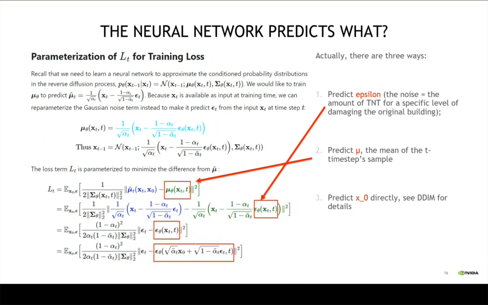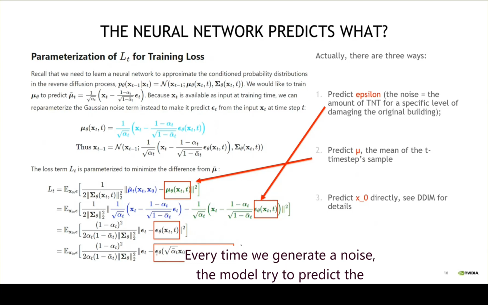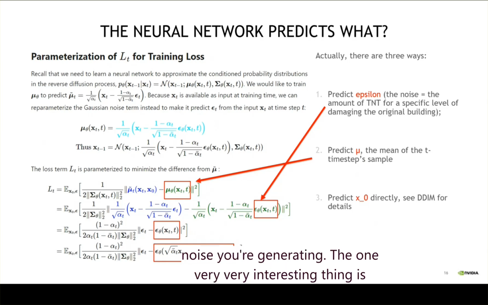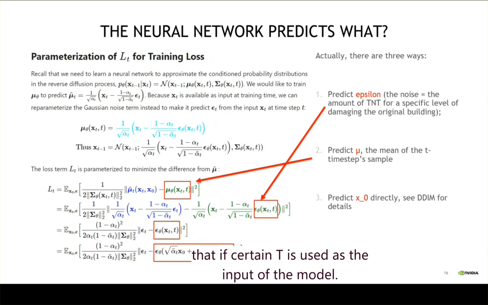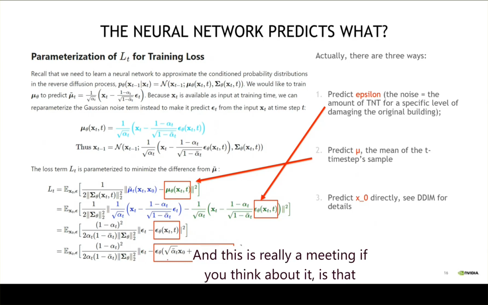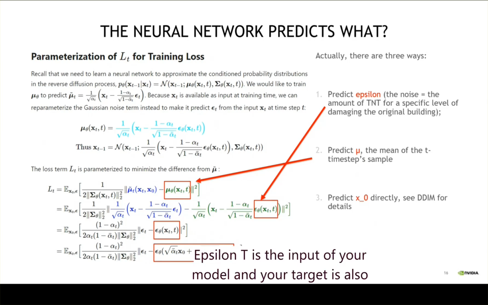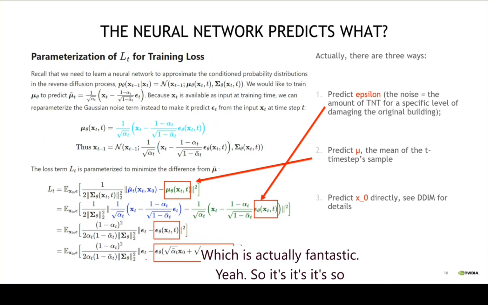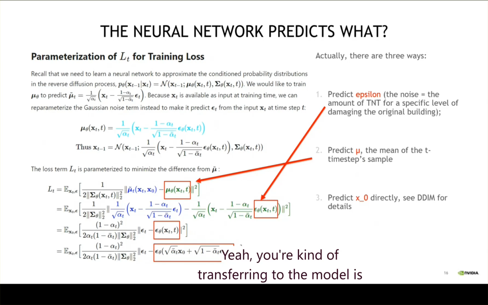Epsilon t is a kind of inference. Every time you generate a noise, the model tries to predict the noise you generated. One very interesting thing is that epsilon t is used as the input of the model, and our target of the model is also to predict the same epsilon t. This is really amazing. If you think about it, epsilon t is the input of your model, and your target is also to predict epsilon t, which is fantastic. Intuitively, you're kind of transferring, so the model also keeps the original noise.